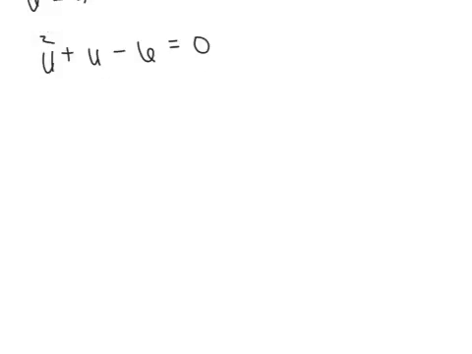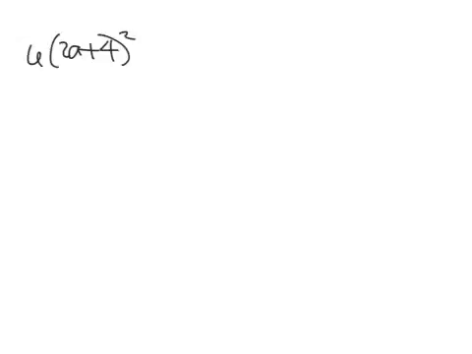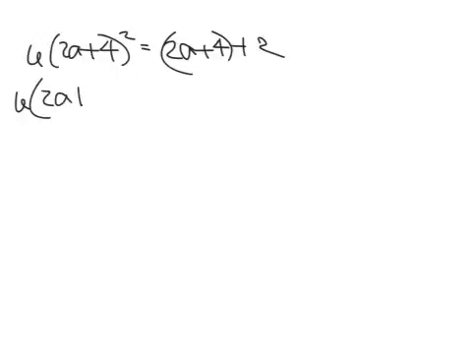So let's go ahead and look at some of the examples here. If you look at one like 16, 6 times (2a + 4) quantity squared equals 2a + 4 + 2. Let's put it in quadratic form. I'm not going to do anything except get everything on one side.